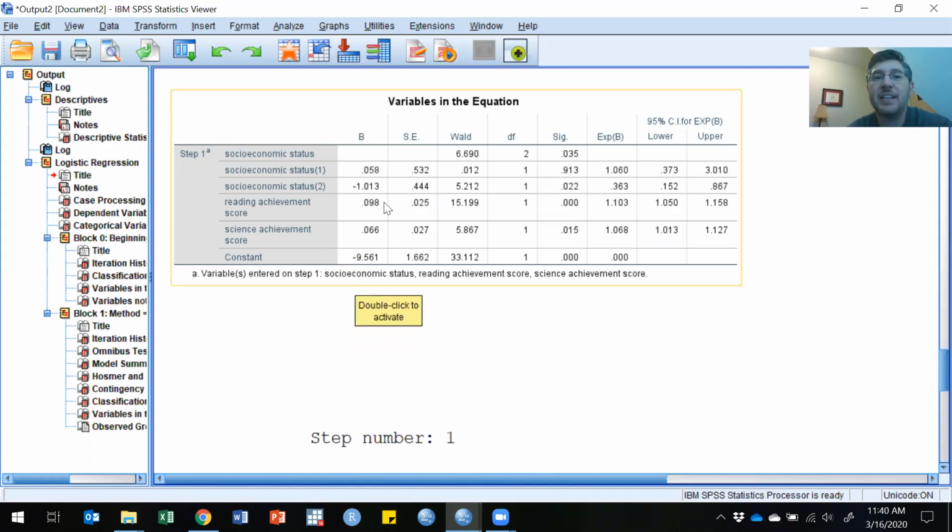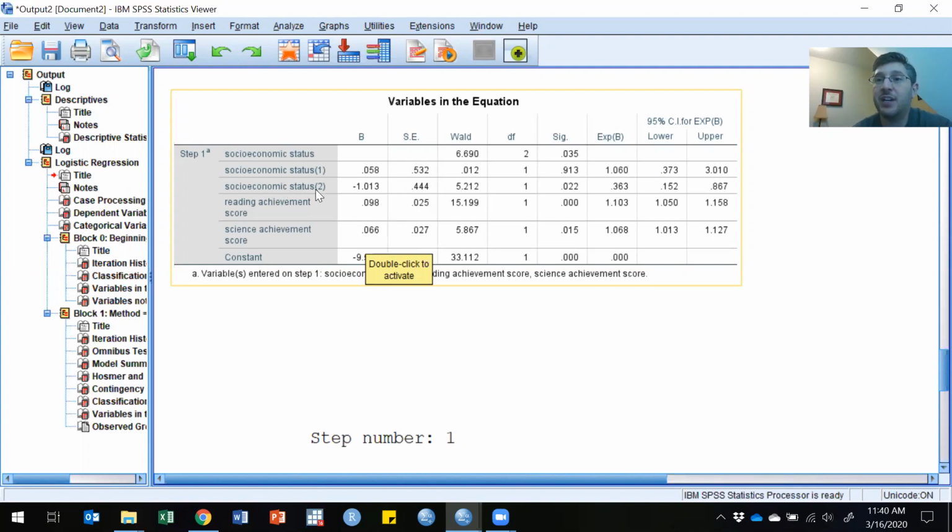So we could look at reading score here. We can see that it is positively related with whether or not the student's in honors composition. Same thing with science achievement score.